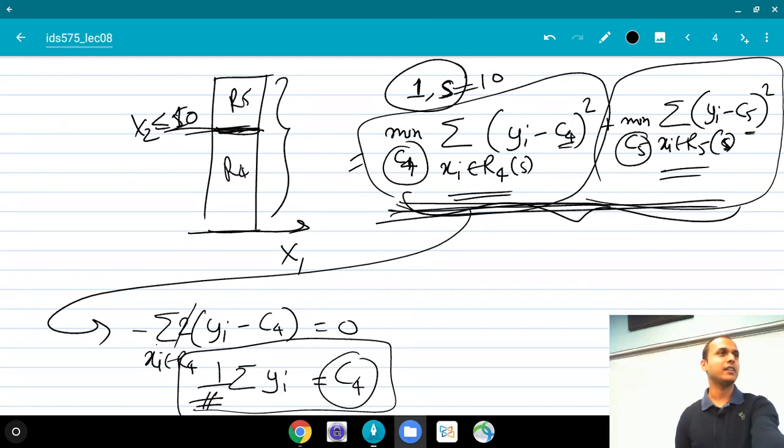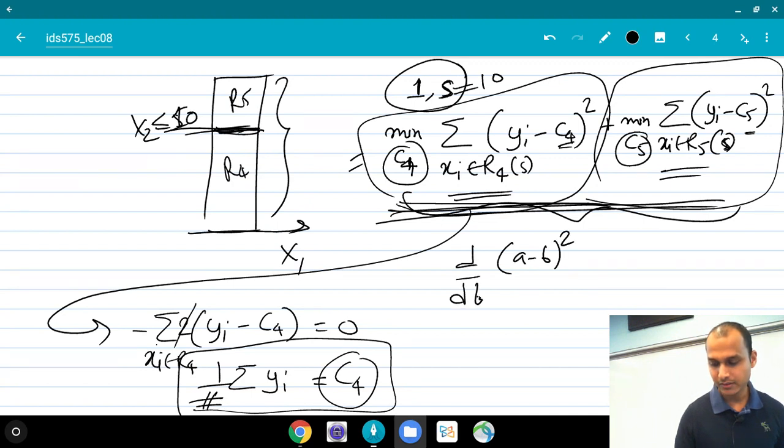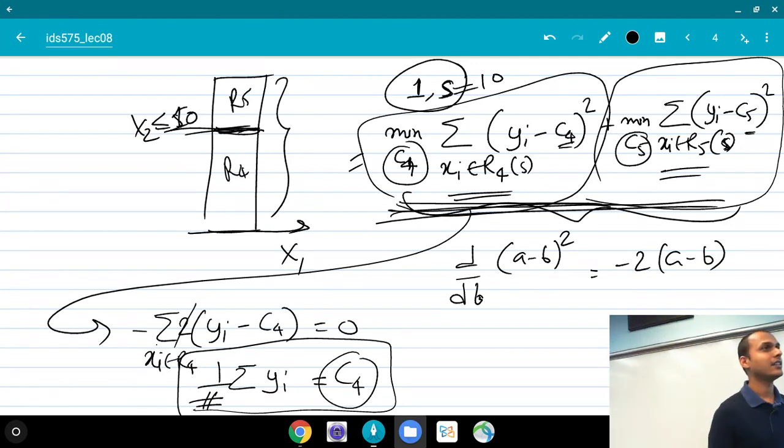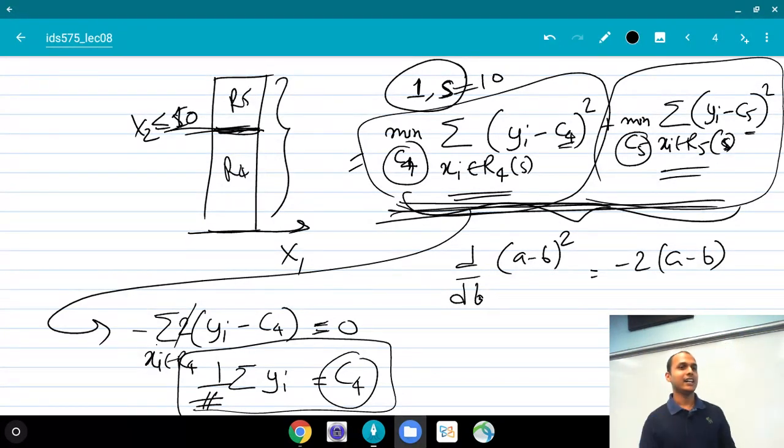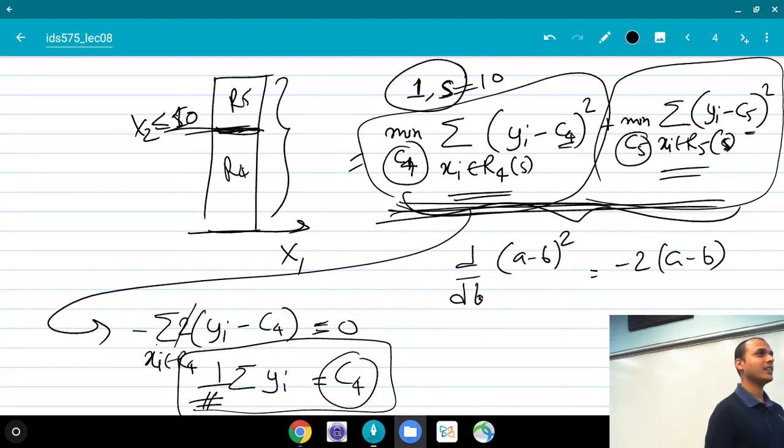So if you are concerned about the sum, drop the sum. You have something, a minus b, the whole square. I'm asking for the derivative with respect to b. It's minus 2 times a minus b. Wouldn't a constant come out of that as well? No, it's a minus b the whole square. The derivative with respect to b is minus 2 times a minus b. That's it. And I'm setting it equal to 0 because with minimization and maximization, ideally the minimum point is at a place where the first derivative is equal to 0. So here a was yi and b was c4.